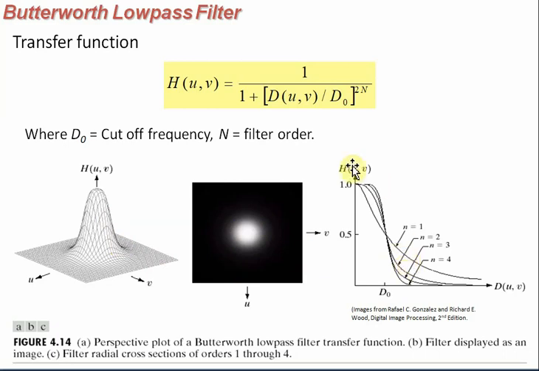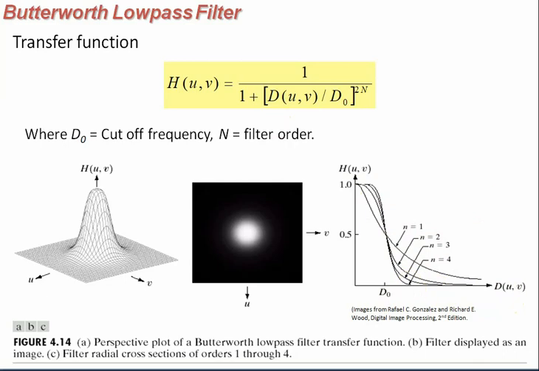Now here the graph between H(u,v) and D(u,v). If D0 is here, then with order n1 the response is like this, then n2, n3, n4. Based on the order, you can get the variation, so different slopes in the particular characteristic. Observe this one.